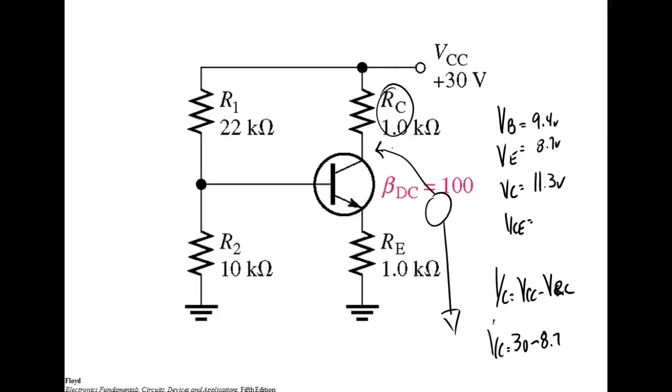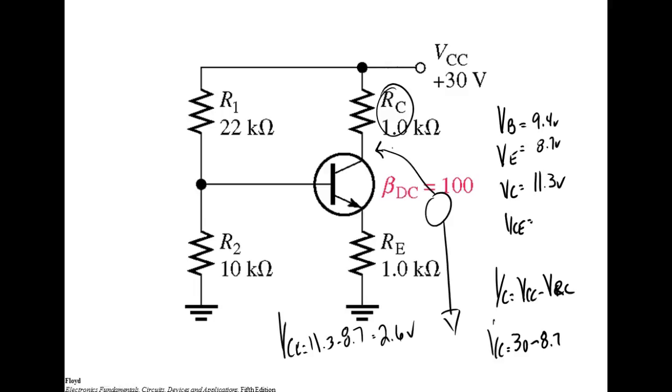Okay, what would VCE be? Well, VCE, it tells you what to do. So VCE is going to be equal to VC, which is 11.3, minus VE, which is 8.7, right? 2.6. Is it in saturation, or is it cut off, or is it in the active region? It's active, but it's almost saturated.